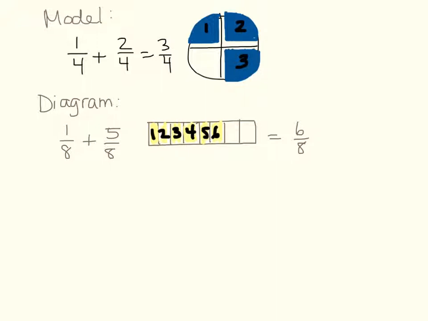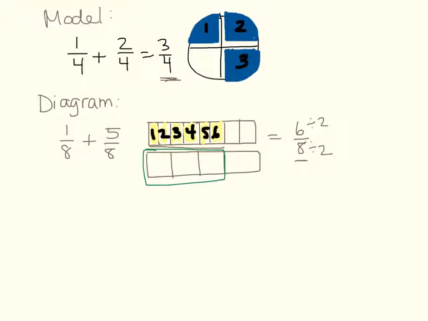Remember, we want to turn this into lowest terms. If we look at this one, 3 and 4 don't have any factors in common, but 6 and 8 can both be divided by 2. We can do this with the fraction strip and see that our 6/8 is also equal to 3/4. Or we can do it through calculation. 6 divided by 2 equals 3. 8 divided by 2 equals 4.